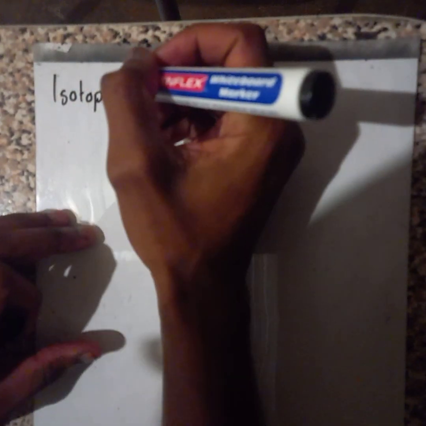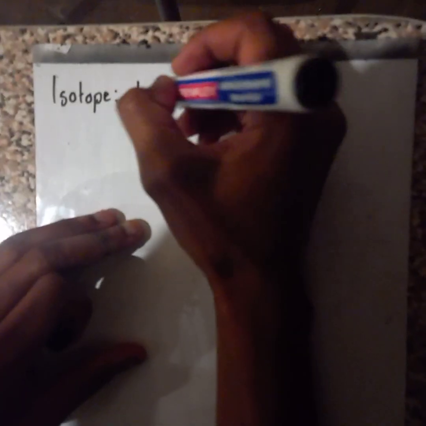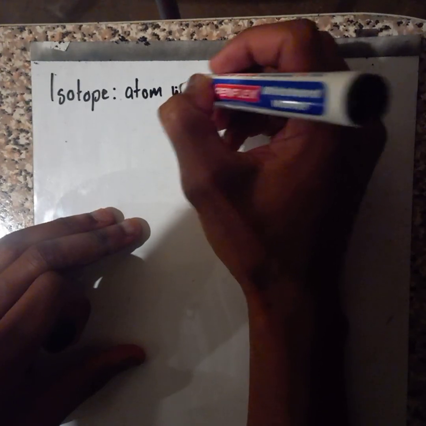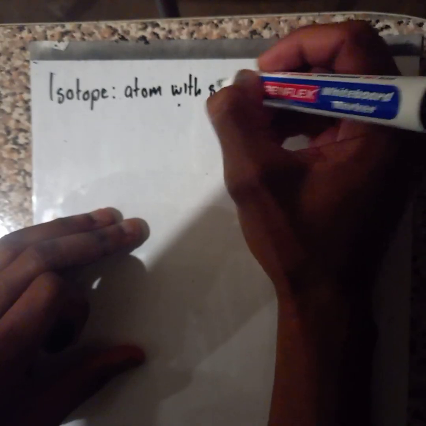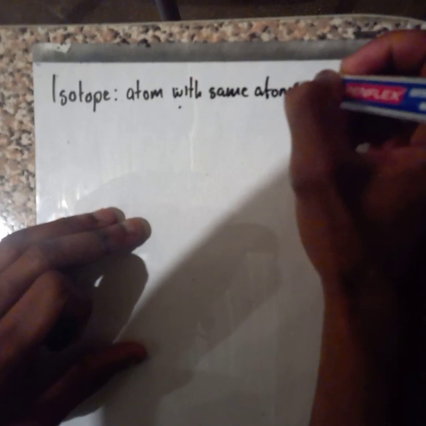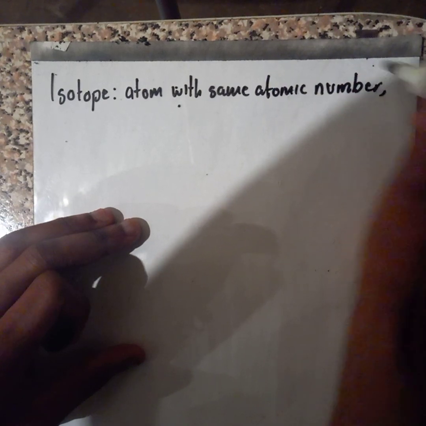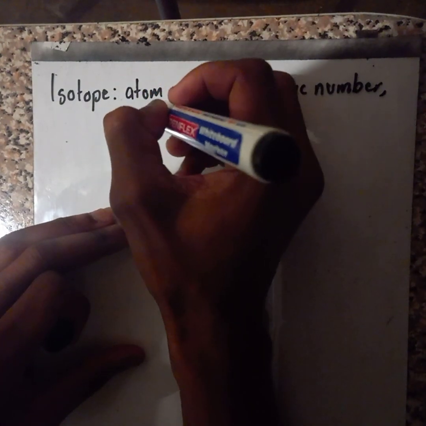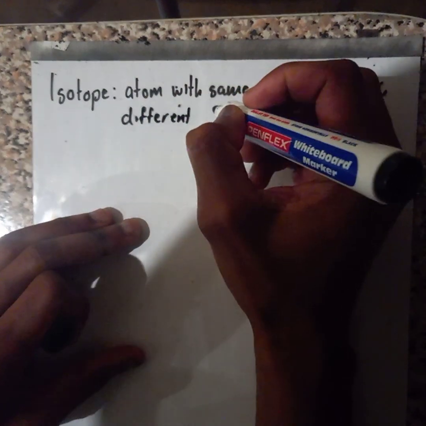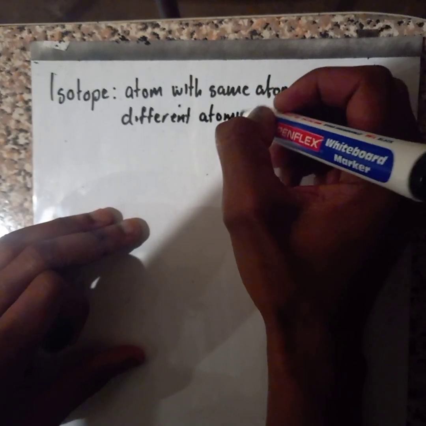We are still going to continue with the concept of isotopes. Isotopes. We said last time the term isotopes implies atoms with the same atomic number but different atomic mass.